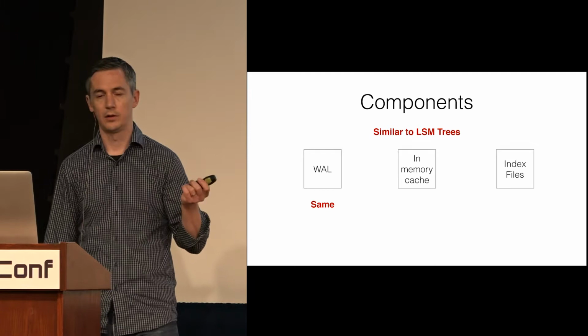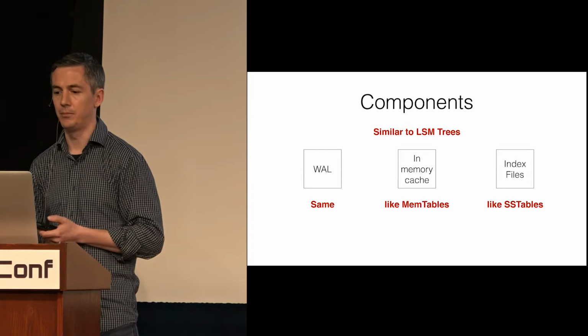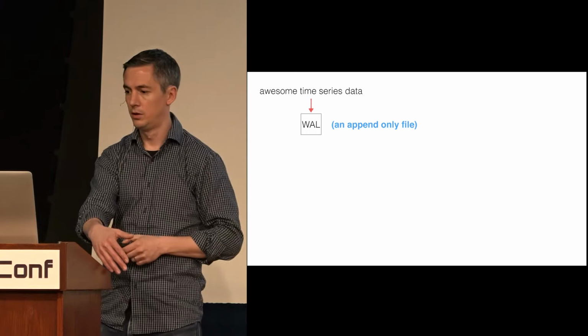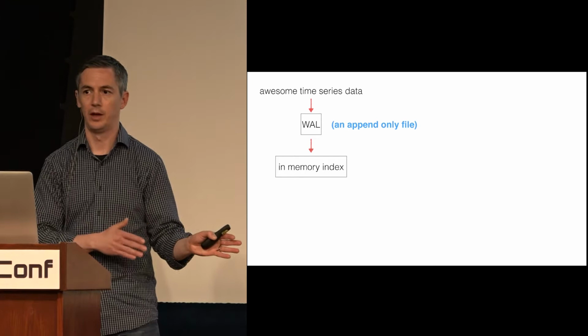Write-ahead log, same concept. In LSM tree, in LevelDB, it's called memtables. In LevelDB, it's called SS tables, right? But they're basically the same things, right? So going through what it looks like when we write data to the storage engine, we have awesome time series data coming in. We write it to the WAL. We write it to in-memory, the in-memory data structure that can be queried. And then we send a response back to the client at this point, because we know the write is durable and it's immediately available for reads.